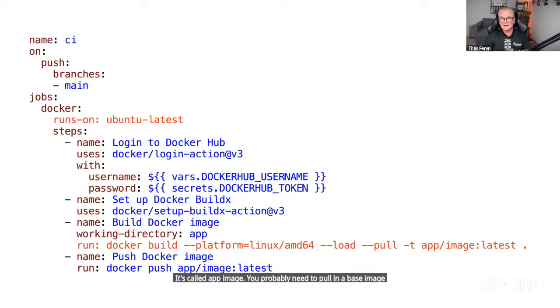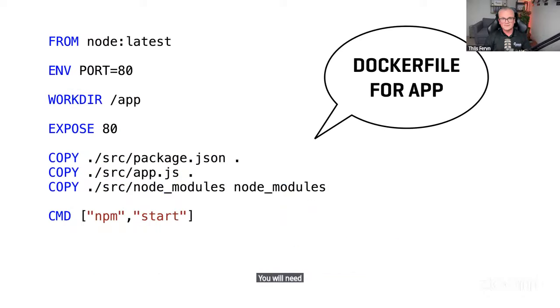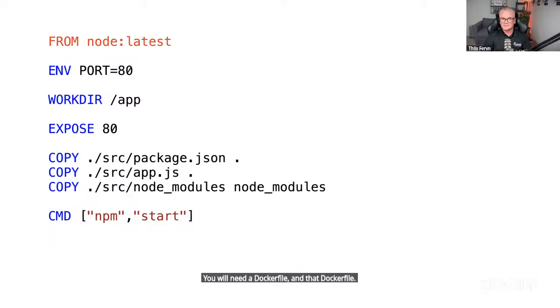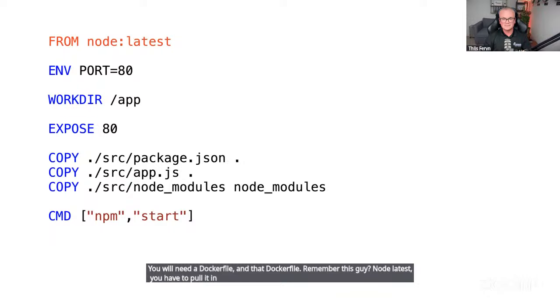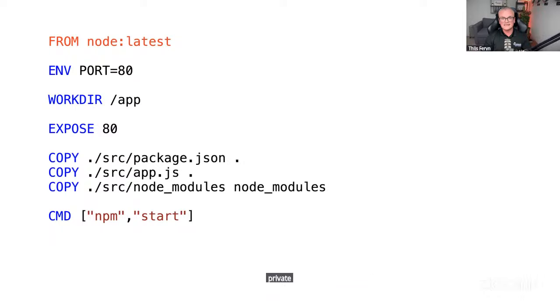So at that time, you will need a Docker file. And that Docker file, remember this guy? Node latest, you have to pull it in, 415 megabytes. And at scale, or if you face rate limits, or if your private registry is overloaded, that will take a lot of time. So here's a way out of it.